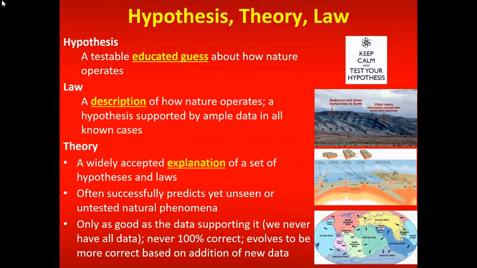A theory is more of a widely accepted explanation for a set of hypotheses and laws. It really ties the hypotheses and laws together and explains how they all operate and work together. Theories often successfully predict yet unseen and untested natural phenomena. And really, a theory is only as good as the data supporting it. We don't ever have all the data, so we're never 100% correct with our theories, but we certainly can be pretty correct, like 90% correct. And then the more data we get and the more data we add, we can become 93% correct, et cetera. But that's how science works.